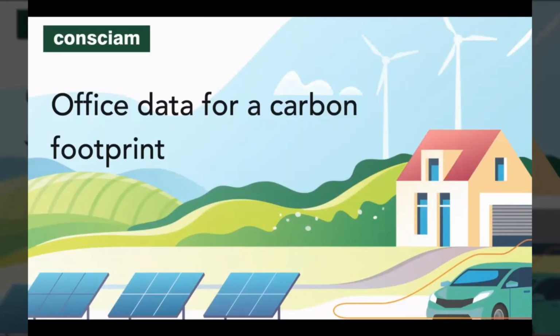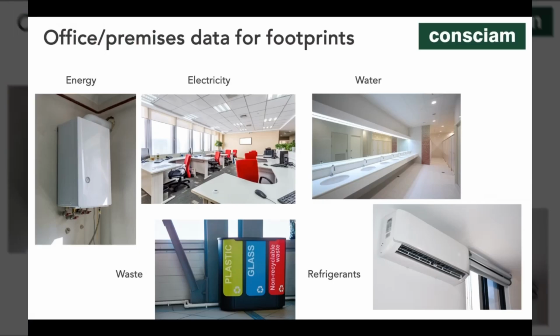In this video, we're going to talk about the data you need to produce a carbon footprint for your offices or warehouses or factories, whatever it might be for your business. So these premises will tend to have a range of this type of impact. So that might be energy from heating or providing hot water. So it might be a gas boiler or a diesel power generator.